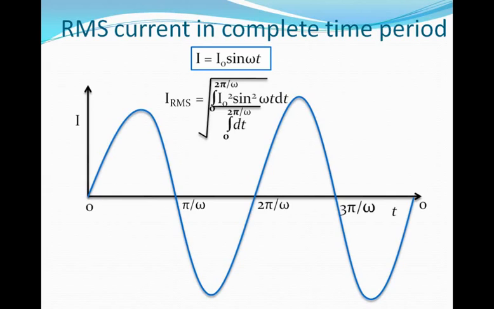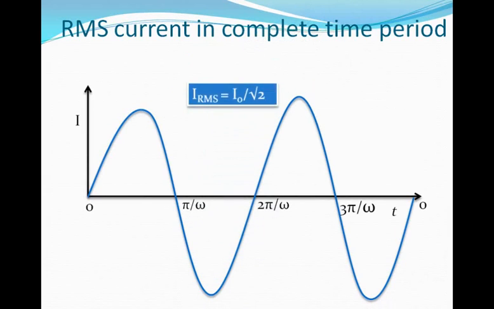So we'll say, IRMS is square root of integral 0 to 2 pi by omega I naught square sine square omega t dt. I've simply squared the expression I naught sine omega t, isn't it? Divided by integral 0 to 2 pi by omega dt. In this case again, when I've written integral 0 to 2 pi by omega, I've made sure that we've calculated the RMS value throughout the entire time period. So this RMS value is being calculated from 0 to 2 pi by omega, from 0 to 1 time period. Understood? The final value of the RMS current on simplification comes out to be this expression.